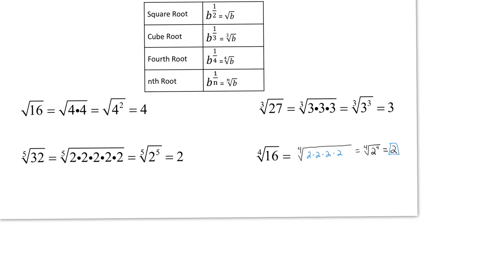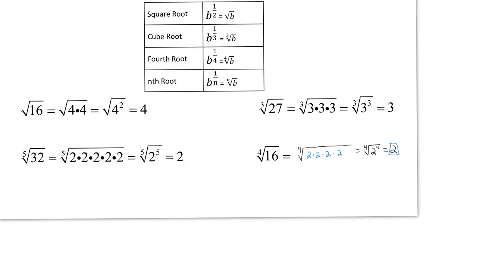And the 5th root of 32, well, what number do you multiply by itself 5 times? That's the 5th root. 2 times 2 times 2 times 2 times 2, that's 5 times. You see the exponent of 5, 2 to the 5th power. Well, the 5th root of 32 is 2 right here.